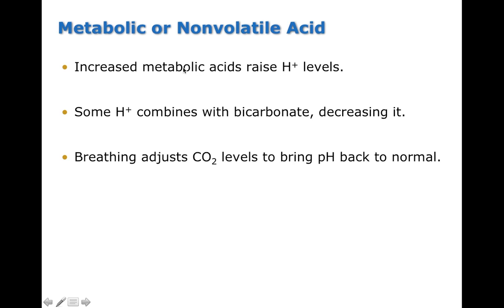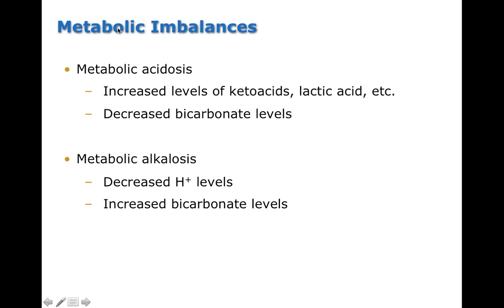So from metabolism, as you have more and more metabolism, you start raising your hydrogen ion levels. Some of this hydrogen ion can combine with bicarbonate, which can act as a buffer. But breathing also adjusts carbon dioxide levels, which can bring your pH back to normal. But you can't rely on just breathing to mediate blood pH, because again, you can't breathe off these metabolic acids. So, although your lungs are a good short-term way to maintain a normal pH, over time you still also have to rely on your kidneys to get rid of these metabolic non-volatile acids that cannot be breathed out.